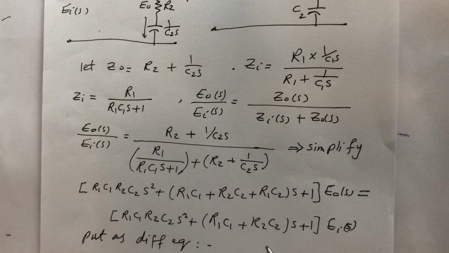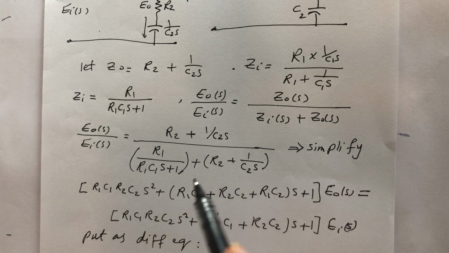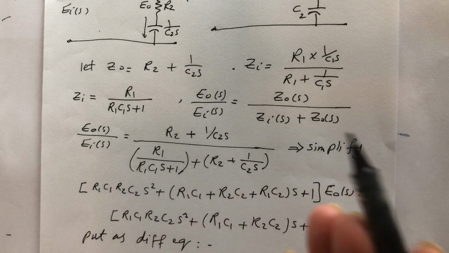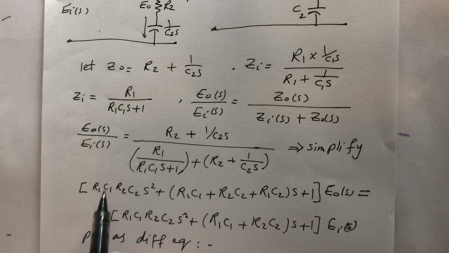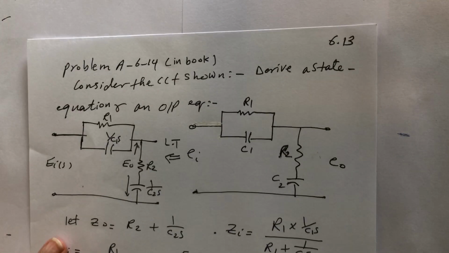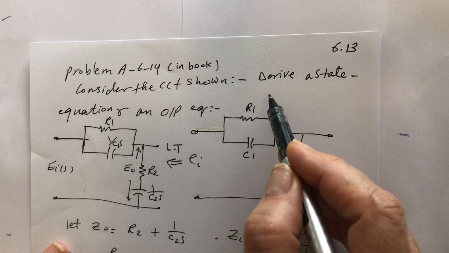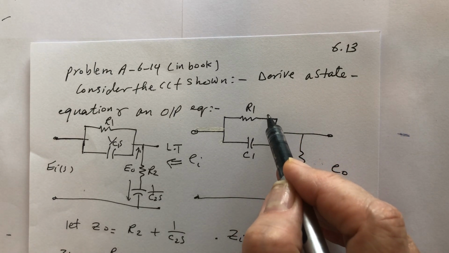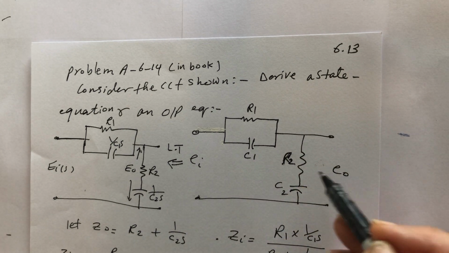Then we substitute. It's a bit lengthy, but because it doesn't have numbers, it's in terms of R1, R2, C1, C2, that's why it makes it long. You have two methods to go into. I want to find the state variable equations. Derive the state variable equation and output equation. The output is E out, which is across the R2 plus C2.